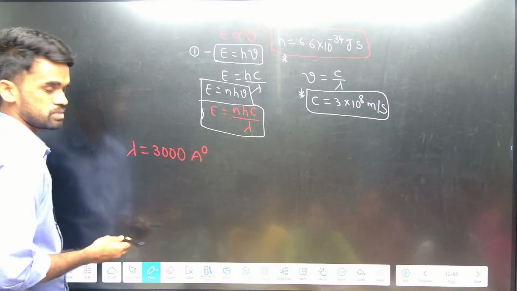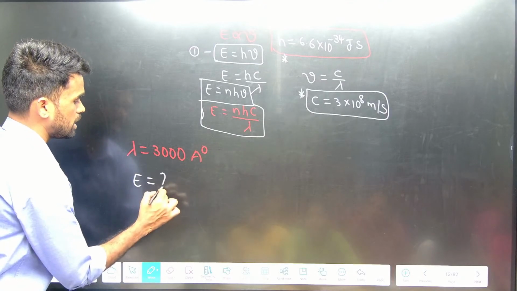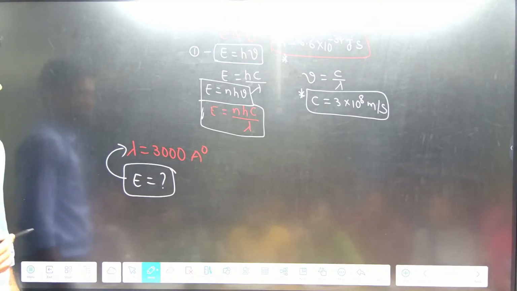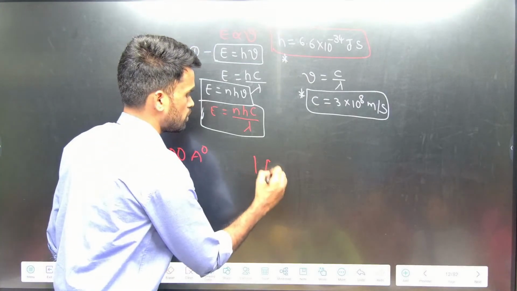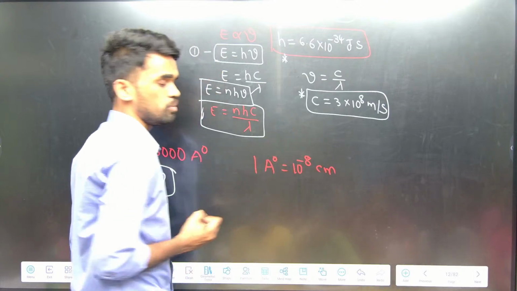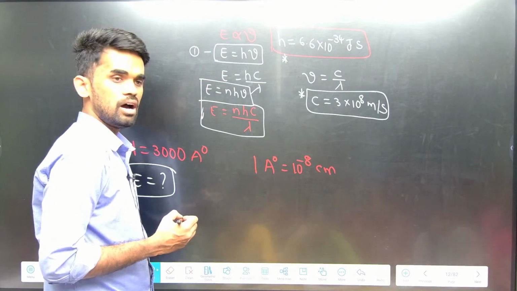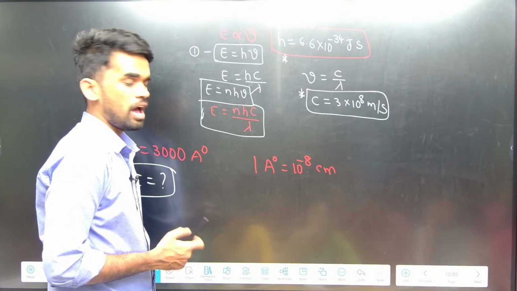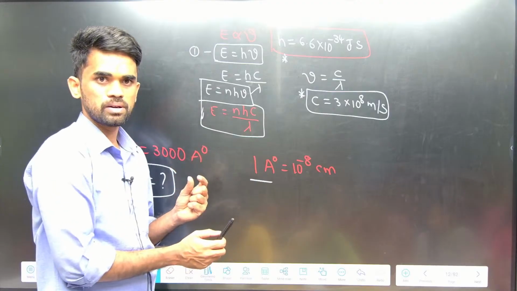3000 angstroms. Then what is its energy, or the energy associated with this wavelength? How can you do that? 1 angstrom is equal to 10 power minus 8 centimeters. Which is smaller here, centimeter or angstrom? Angstrom is very small.